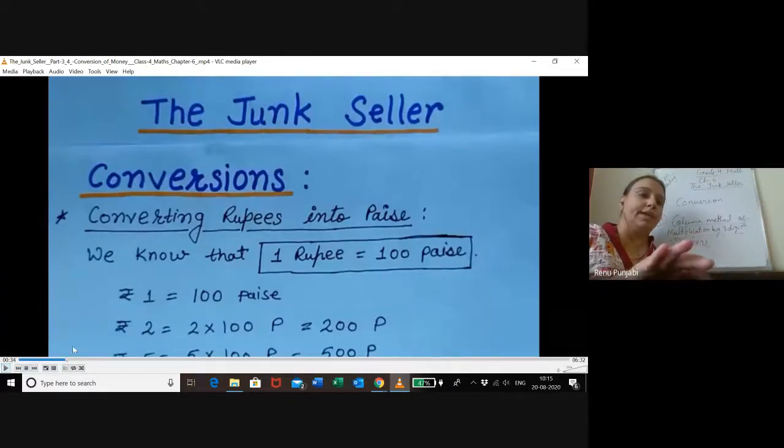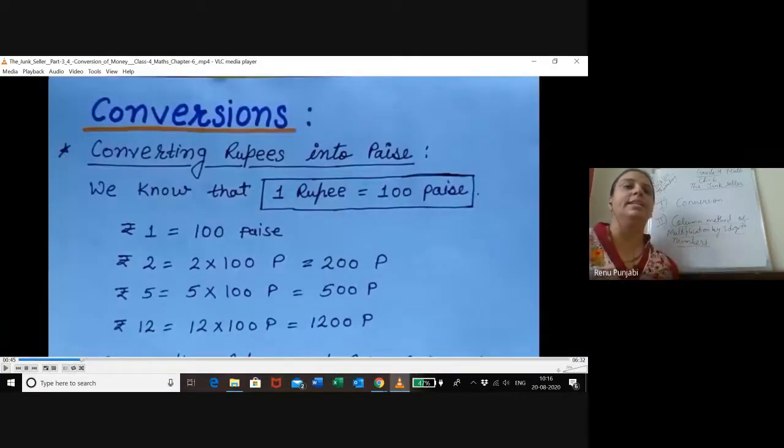So now moving ahead, you have done 1 rupee equals 100 paisa. 2 rupees is 2 multiplied by 100, which is 200 paisa. This way you have done 5 and 12. You can take any number of rupees, and if you want to convert them into paisa, you just multiply it by 100. The shortcut method is, because 100 has 2 zeros, if you want to give answers quickly and mentally, you just add the 2 zeros to the right of the number.